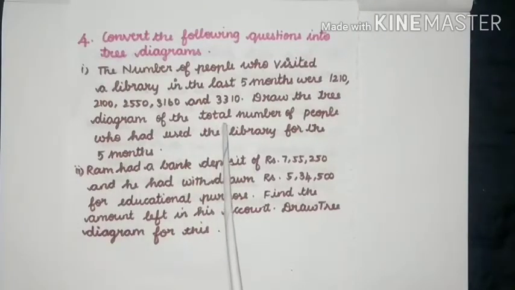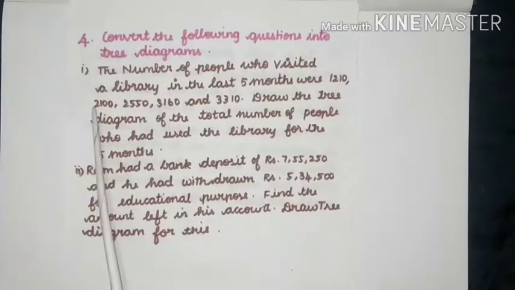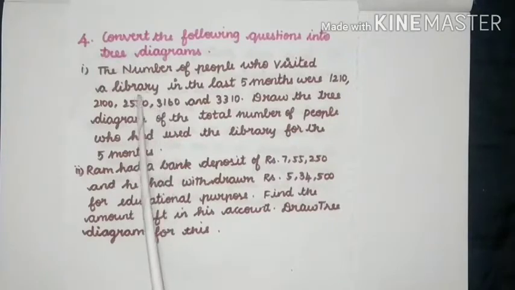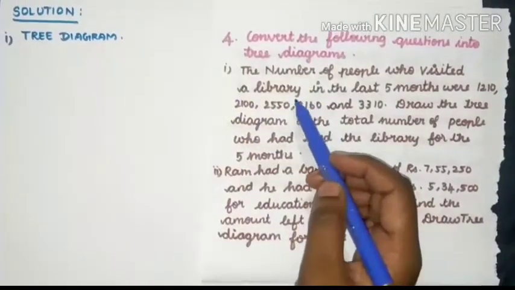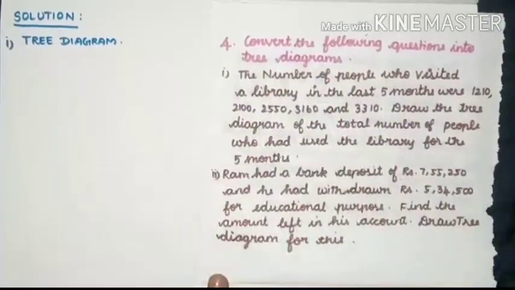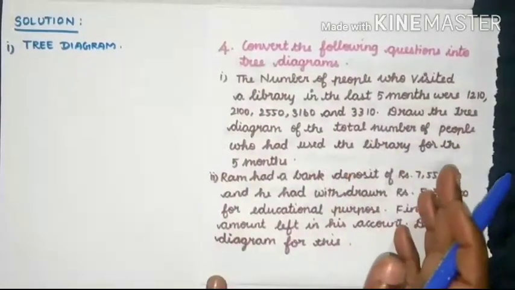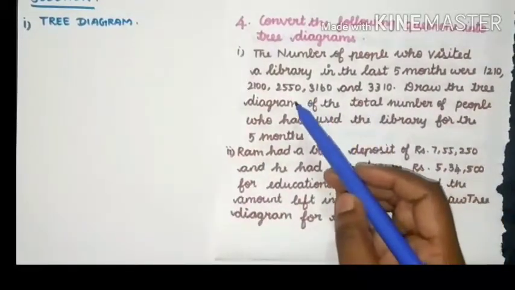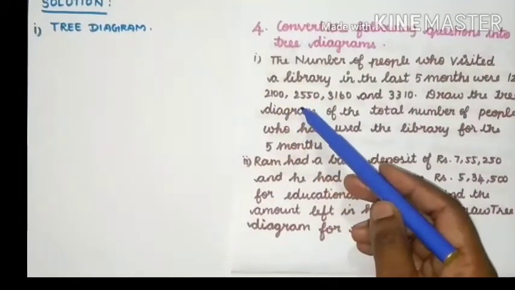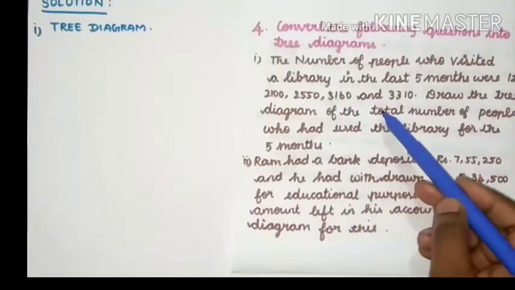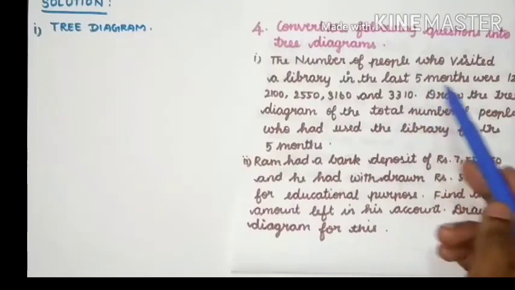See, here total number represent what? We have to add the number of people who visited the library in the past 5 months. So, here we have to find the tree diagram. First, let's see the solution for first subdivision. See, here the given question is, number of people who visited a library in the last 5 months. 1210, 2100, 2550, 3160 and 3310 people were visited in the last 5 months.